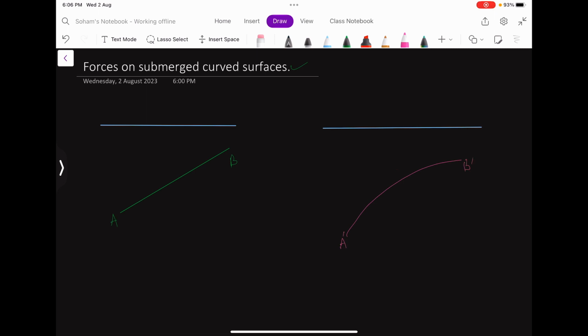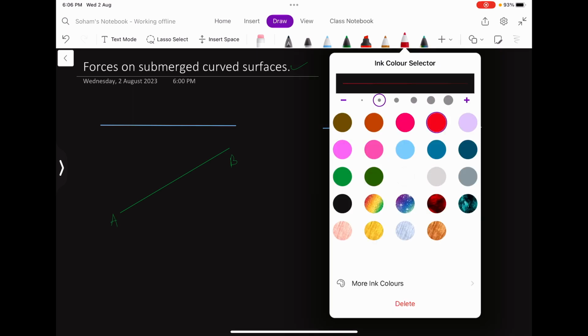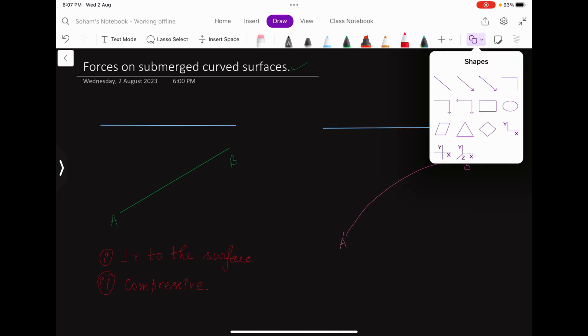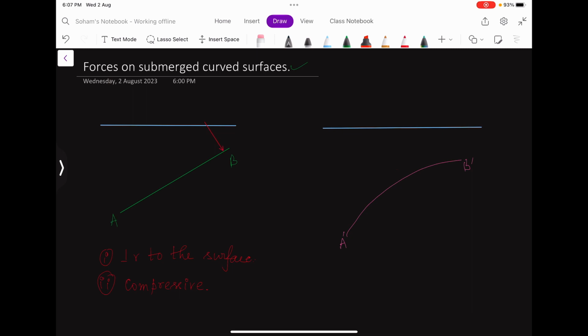If I draw forces on AB, then I have told that the direction of pressure force is firstly perpendicular to the surface, right? And secondly, it is compressive. It is acting inwards to the surface, or acting opposite to the area vector. So now let me draw the forces on the flat surface. They will look something like this, right?